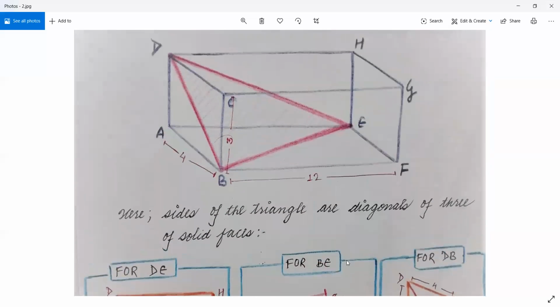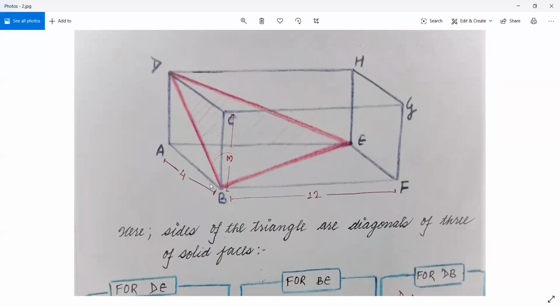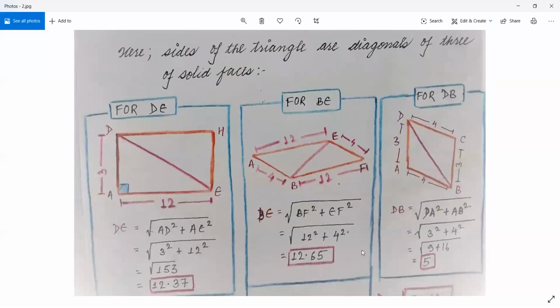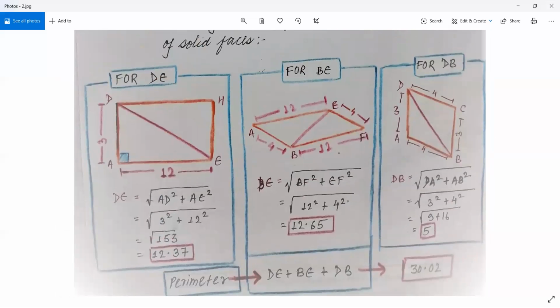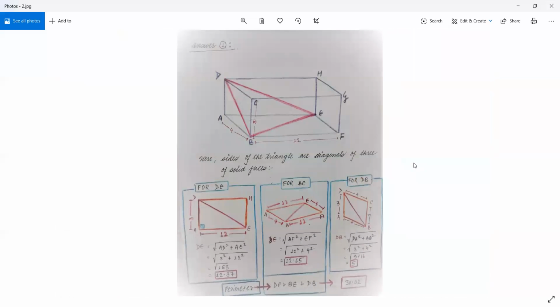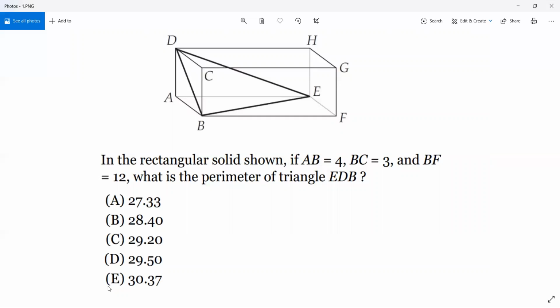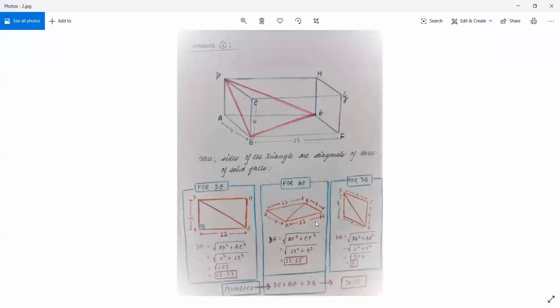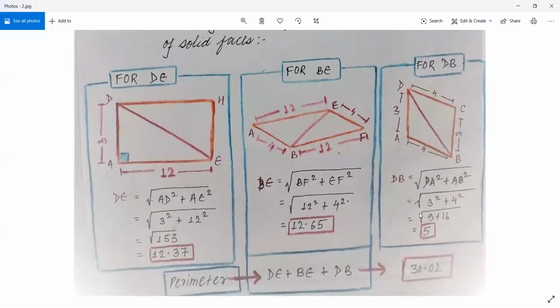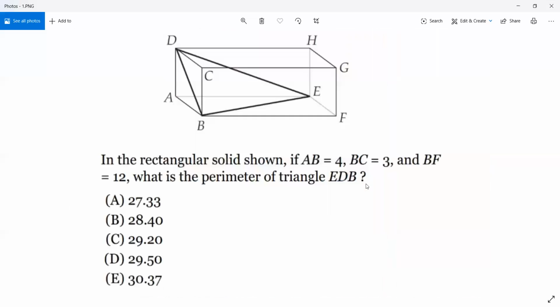So our question has asked us to find the perimeter of the triangle, which is formed by three diagonals, right? The three diagonals are the three sides of the triangle DBE. So when you add these three diagonals, you get the perimeter of the triangle, that is 30.02, right? So it's option E, right? I have calculated, some points are missing, but the answer is D, that is 30.37. It's the nearest answer. So this is for question number 1.